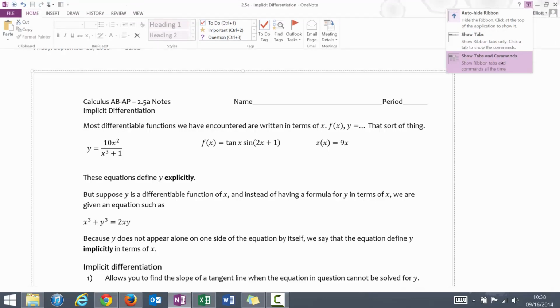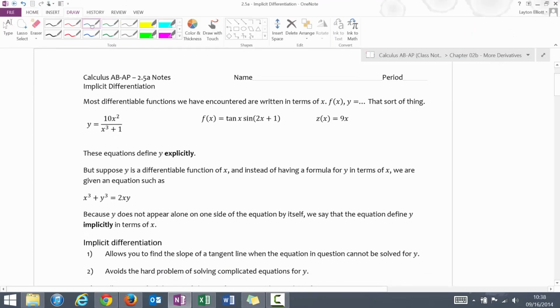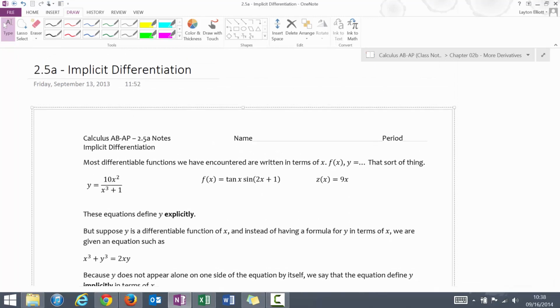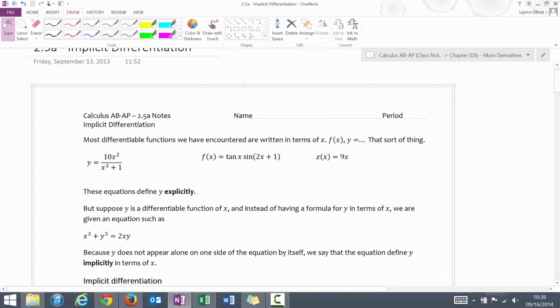This is the first of two lessons on implicit differentiation. This is a new topic for those of you that are on Kairos this week, and it starts off by looking at the way that most of the functions we have been working with are written basically in terms of x, or as an f of x. What I mean is that it's always y is equal to something with x on one side.